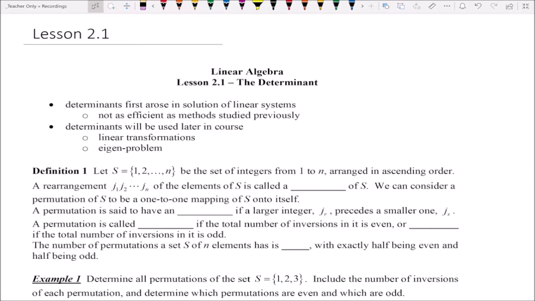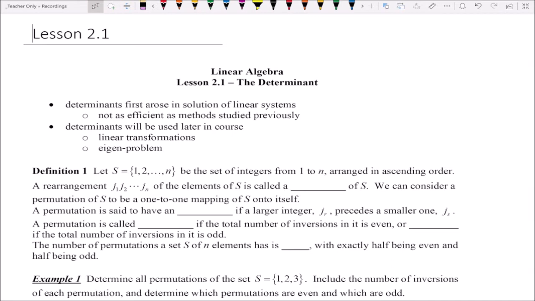So determinants first arose in the study of solutions of linear systems. As was mentioned, one method is known as Cramer's rule. However, these methods are not as efficient as the method that we had previously studied using row reduction. We will be using determinants later when we study linear transformations, and more importantly, when we study the eigenproblem.